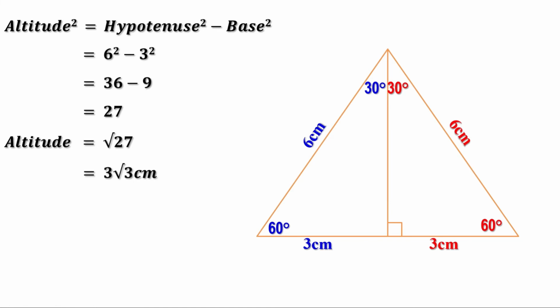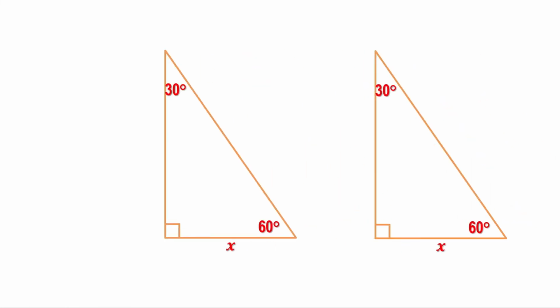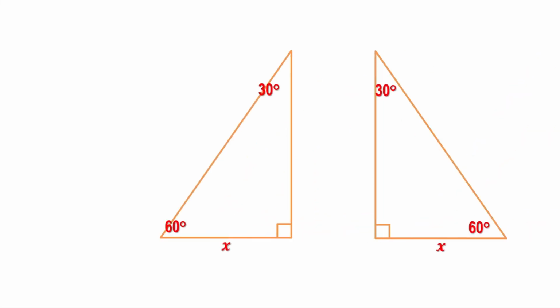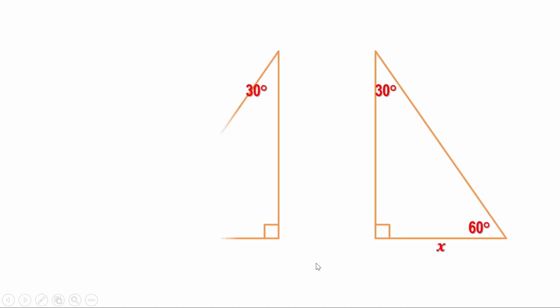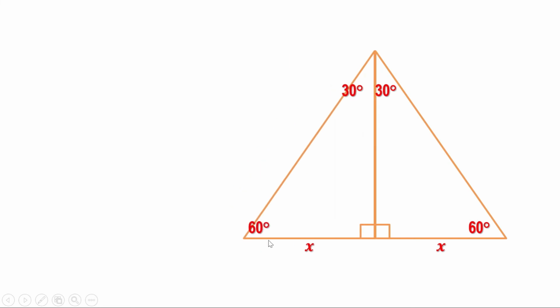Is it always correct? Let us check using algebra. Let me take another right angle triangle with angles 30 and 60. Let the base be x. Now as in the previous case, take a copy of this triangle and flip it. Then we know it is the same triangle. This angle is 60, this is 30 and this is x. Now place it adjacent to the first triangle. Now we got a large triangle.